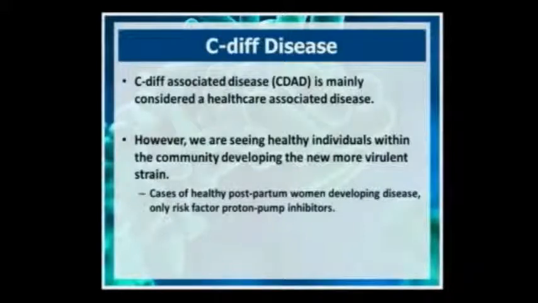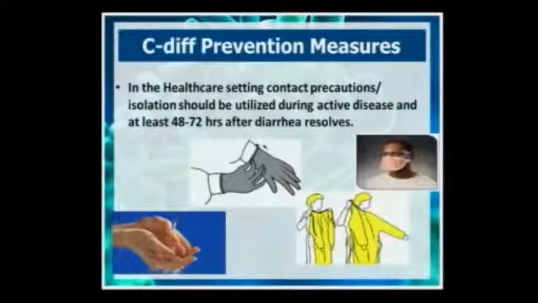Let's talk about the prevention measures. As I said, patients are placed, and this is in any healthcare setting, long-term care included, in contact precautions. So you're gowning and gloving to have any contact with that patient, resident, or their environment while they are in what we call active disease. So they're actually having active diarrhea.